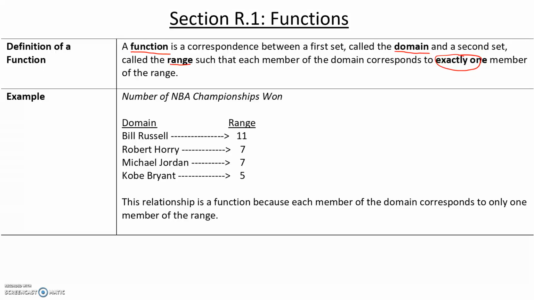Here's an example. In this case, the domain contains the names of basketball players, and the range contains how many championships they've won. So Bill Russell has won 11 championships, Robert Horry's won 7, Michael Jordan's won 7, and Kobe Bryant's won 5. This relationship is a function because each member of the domain, the NBA players, corresponds to only one member of the range. For example, Bill Russell cannot have won 11 and 7 championships. Bill Russell can only win one number of championships, which in this case is 11.